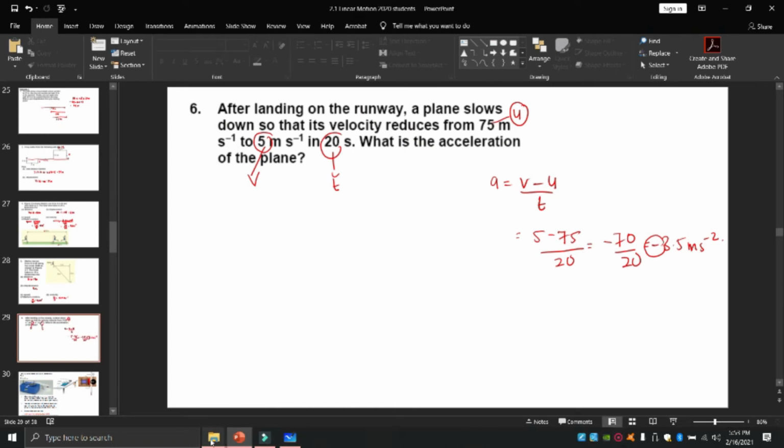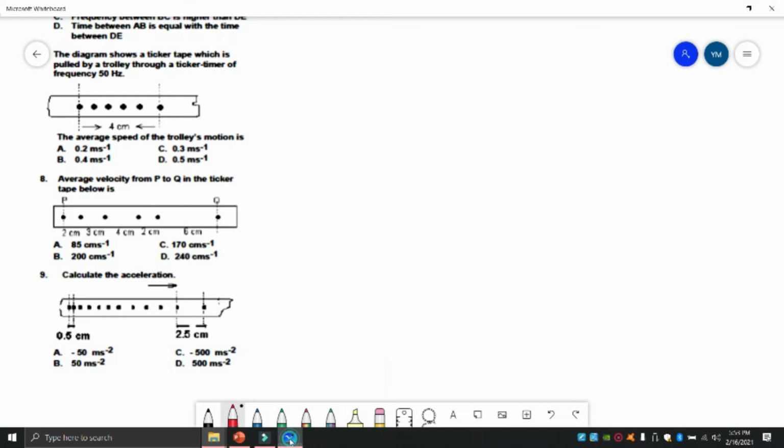In the tutorial, for question number 7, it says here the diagram shows a ticker tape which is pulled by a trolley through a ticker timer of frequency 50 Hz. So what is the average speed?